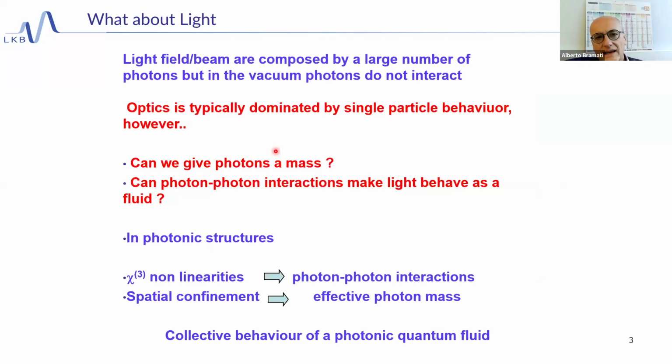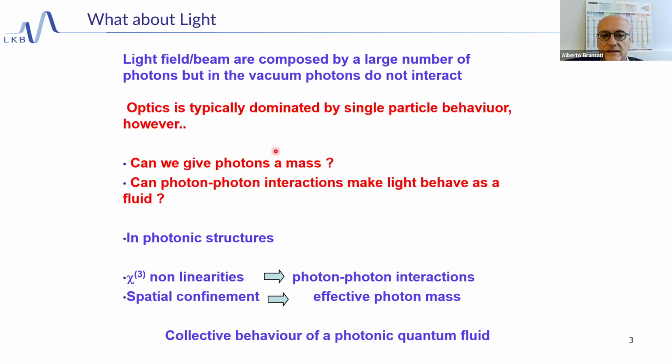But of course, the situation for light is quite different. Indeed, light beams are composed of a large number of photons, but in vacuum, photons do not interact. And typically, optics experiments are dominated by single particle behavior. So in order to observe a collective macroscopic behavior with light, we need to solve two problems.